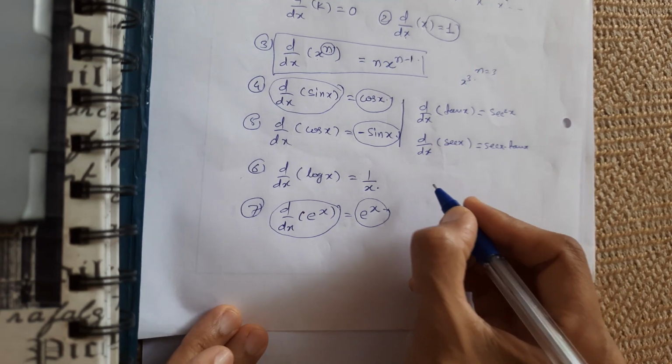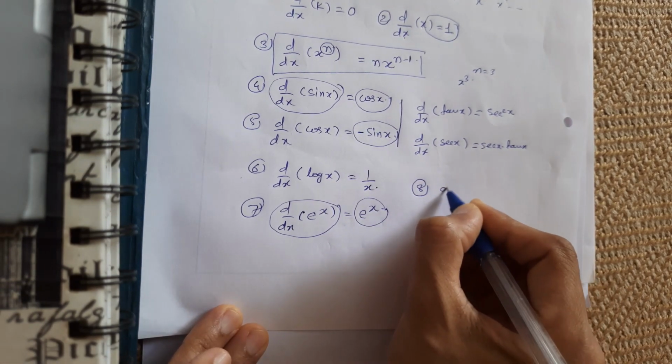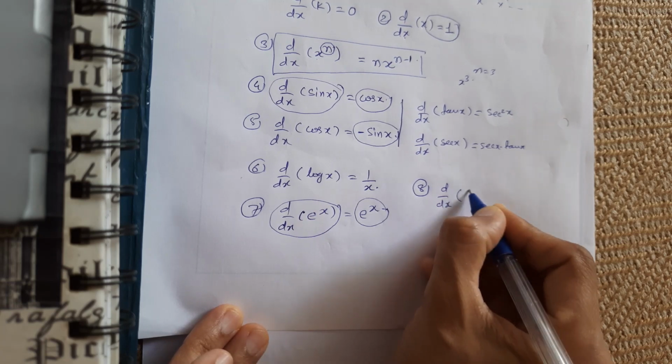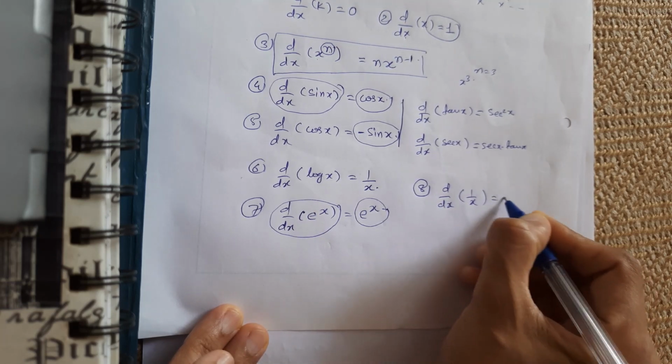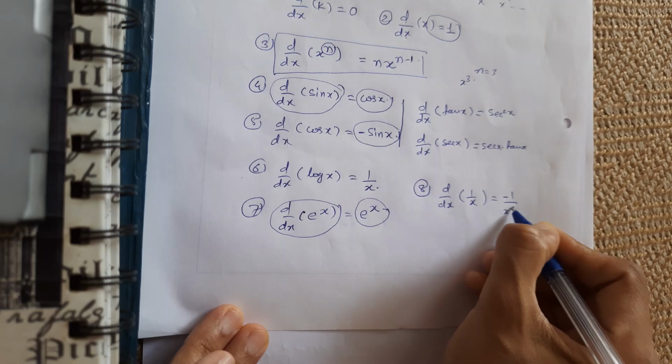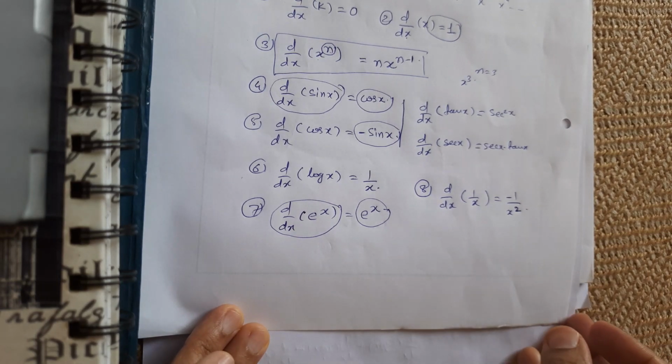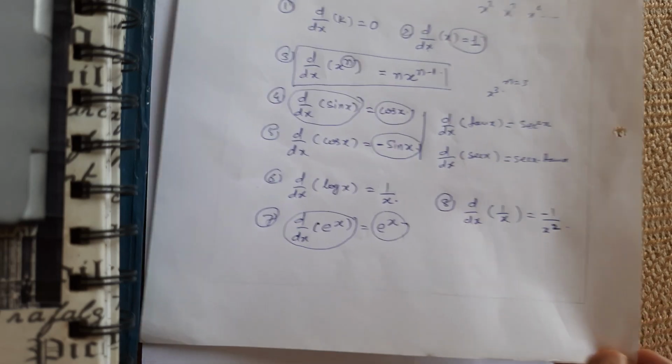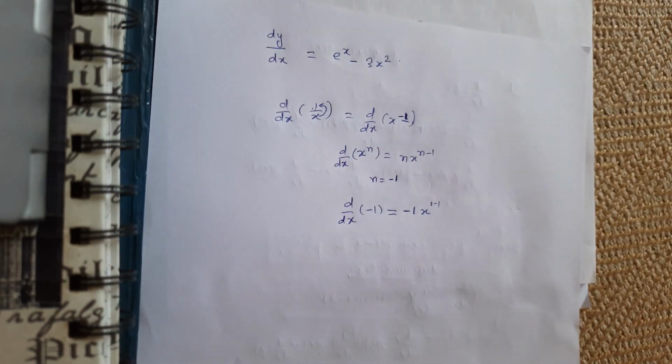Okay, one more standard formula that you need to remember is that the derivative of 1 upon x is minus 1 upon x square. Okay, so now I will solve some more examples.